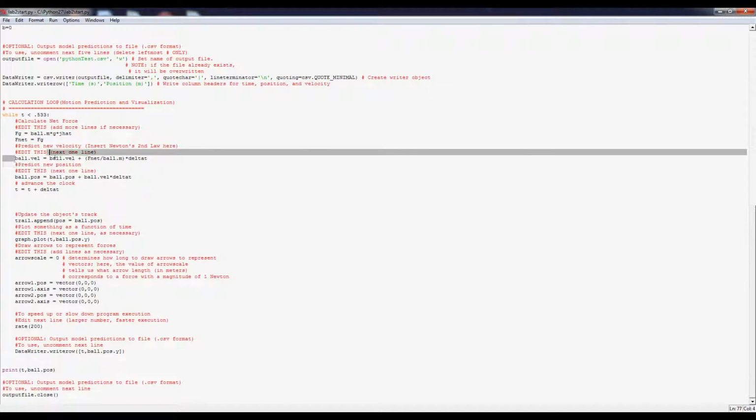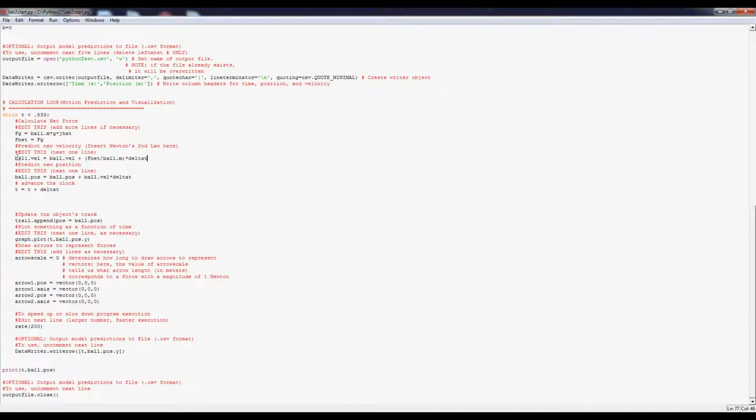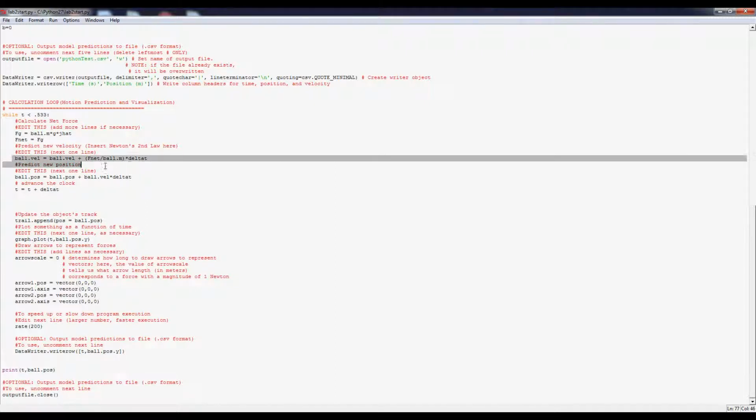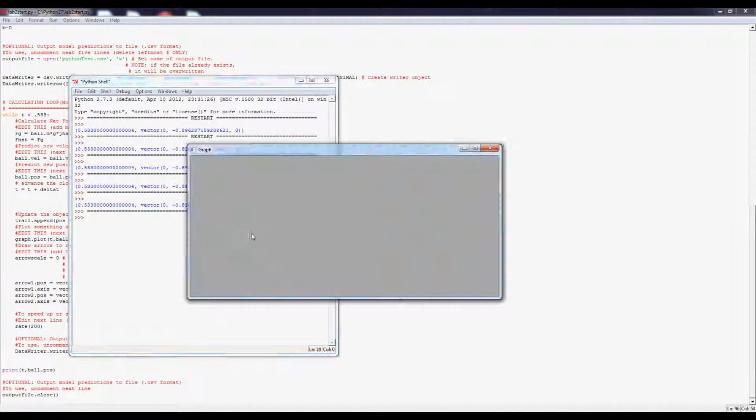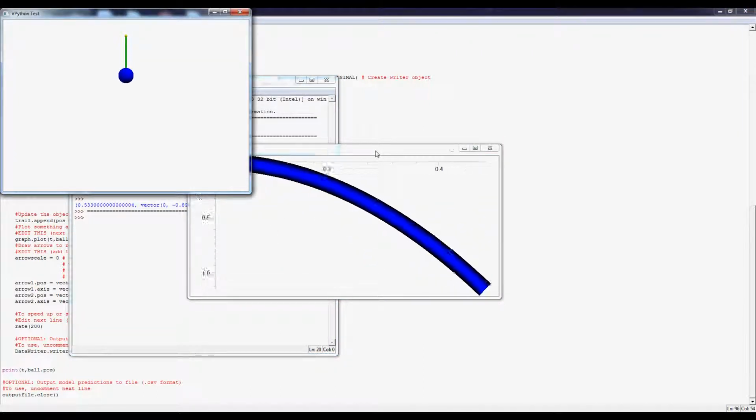Here, this essentially updates the ball's velocity per 0.001 seconds. It says that it is equal to the initial velocity plus the net force of the ball divided by mass multiplied by time. This right here is Newton's second law, and this is what I used to create the model. This is the underlying concept that I used to create the model. This updates the position of the ball every 0.001 seconds. And when I run it, this is the graph that appears.